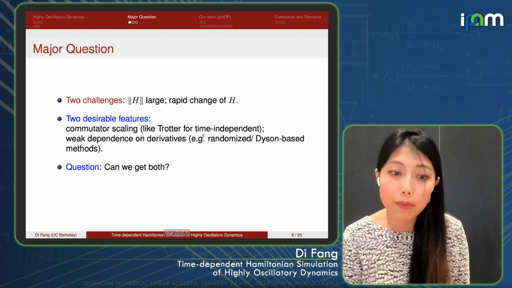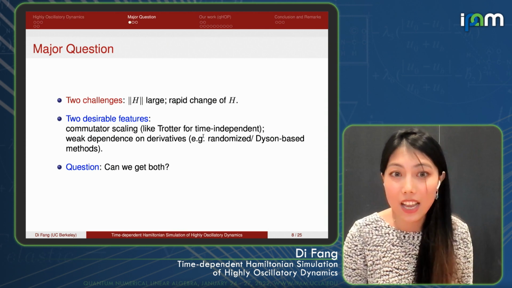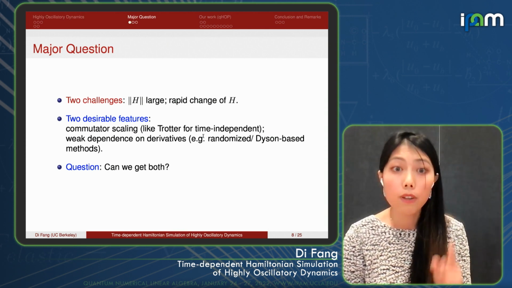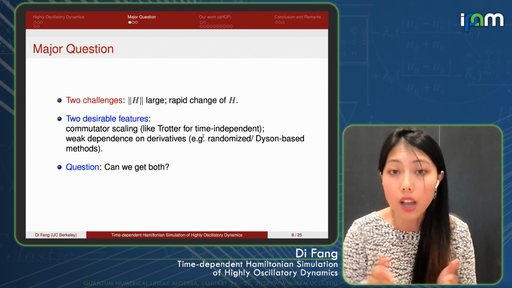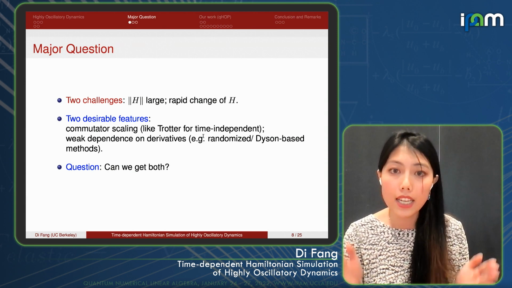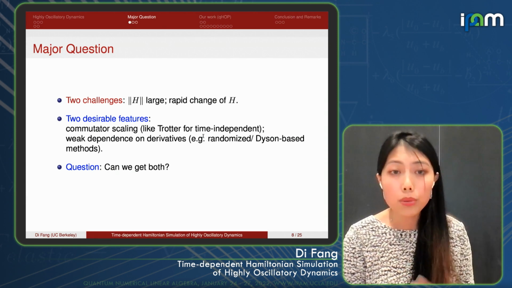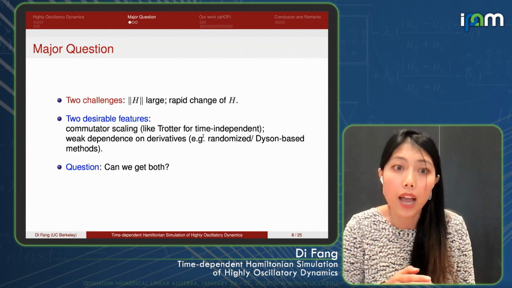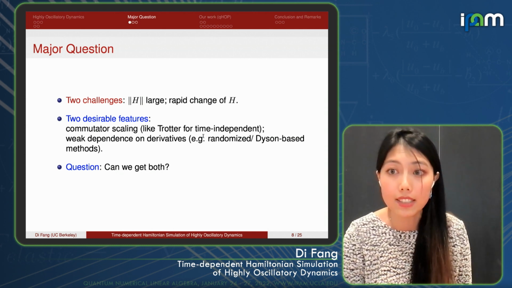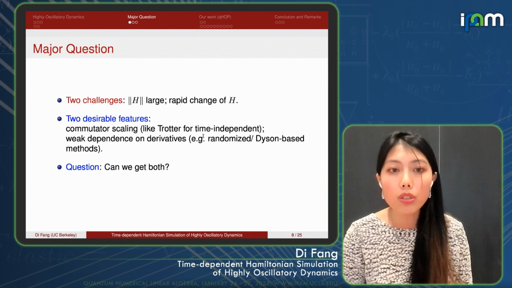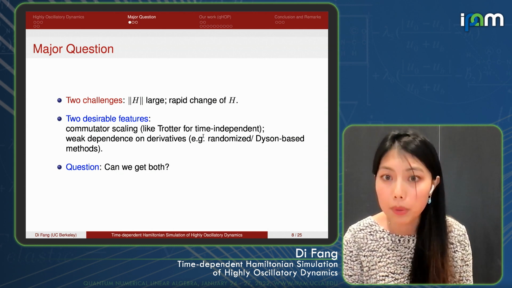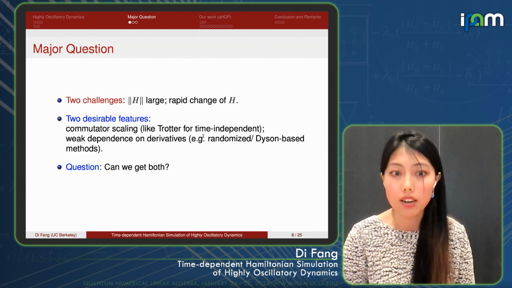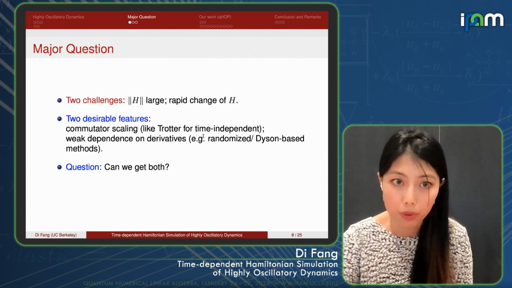So now it's a good time to summarize what our challenges are and what we want. Basically, in the highly oscillatory world, there are two challenges. First is that the norm of H itself is large. The second is that H itself is changing rapidly. Correspondingly, there are two desirable features we really want. First, we want commutator scaling, such as time-independent Trotter. And we also want weak dependence on the derivatives, such as randomized or Dyson-based methods. The true question here is really: can we have both?